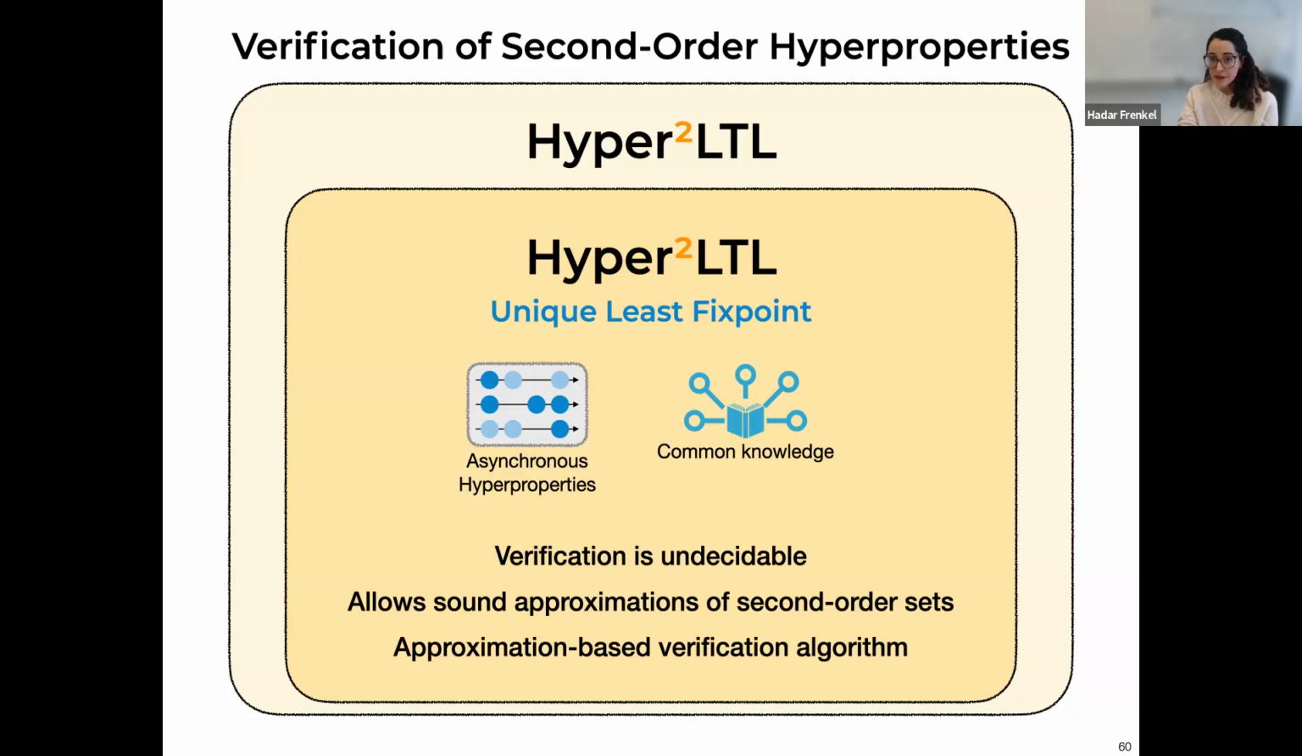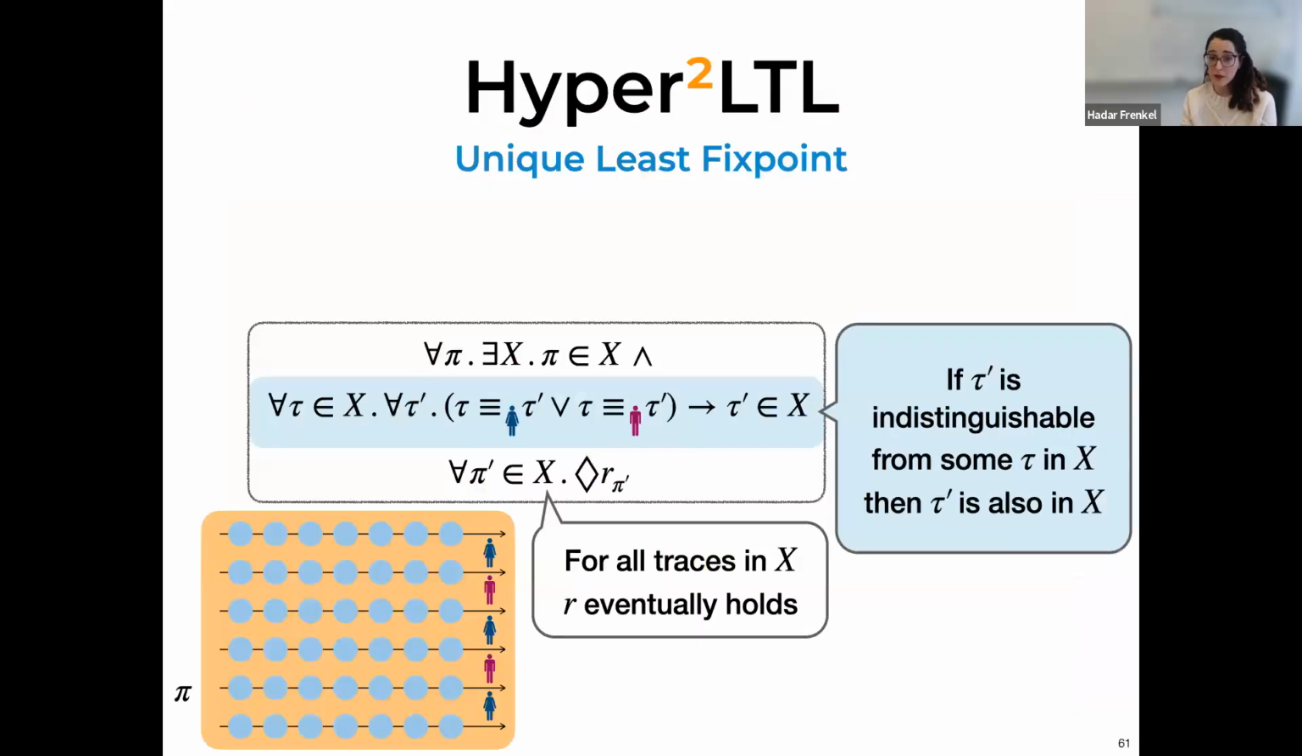So a few words about the least fixed point fragment. Let's go back to the common knowledge formula or explanation. And what we see here is that we start with our trace pi and then we add traces. But if we already have in our hands the set of all indistinguishable traces, and then we try to add another trace to this set, so we capture one and we say, okay, if it's indistinguishable, then I need to add it, then this set will not be changed because we already had the set of all indistinguishable traces.